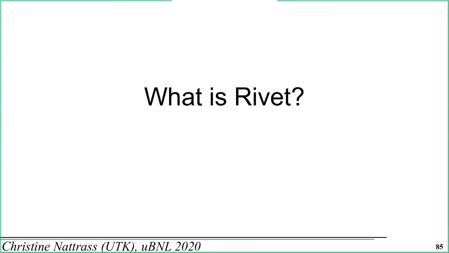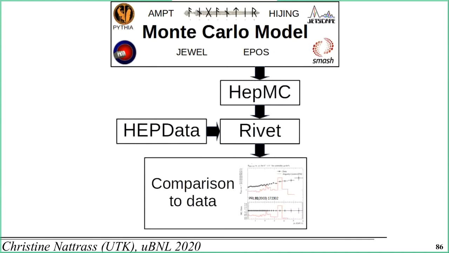And what is Rivet? Rivet is a piece of code that allows you to standardize comparisons between models and data. There's a standard Monte Carlo output format called HepMC. Rivet takes that in, and then you have an event loop and you loop over all tracks and you can implement your analysis in that. It also pulls data from the HEPData database so that you can make comparison plots like the one on the bottom, showing how the theory, in this case in red, compares to the data in black.